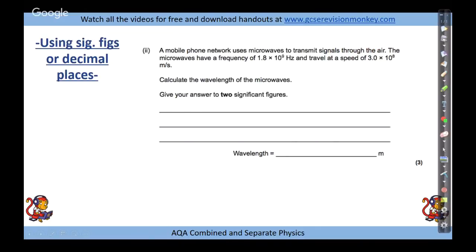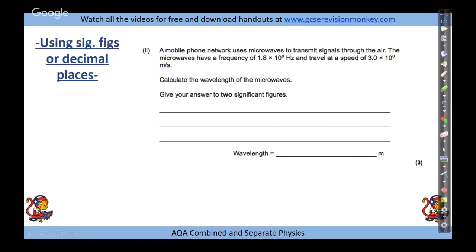Okay, so let's put some of this into practice then about using significant figures or decimal places. A mobile phone network uses microwaves to transmit signals through the air. The microwaves have a frequency of 1.8 times 10 to the 9 hertz, hertz meaning 1 wave per second, or waves per second, and they travel at a speed of 3 times 10 to the 8 meters per second. Calculate the wavelength of the microwaves, give your answer to 2 sig fig.